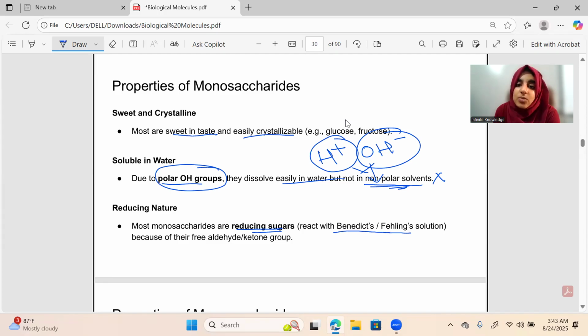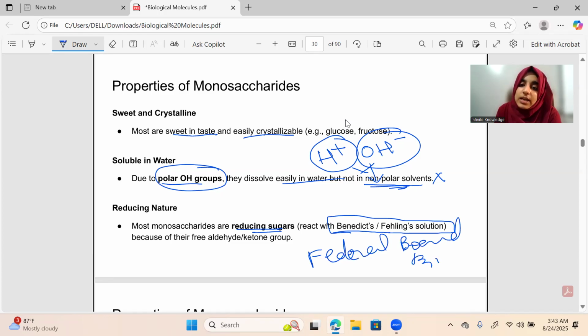Why? Because they react with the Benedict's and Fehling's solution. I haven't mentioned this information in the slides because this wasn't a part of the MDCAT syllabus. It wasn't written appropriately. But if you want more information for this, you can go and study the Federal Board biology book. Okay, it is written, there's a whole table drawn with all the tests of carbohydrates that show how a carbohydrate is a reducing sugar. So basically you just need to remember that it is a reducing sugar.